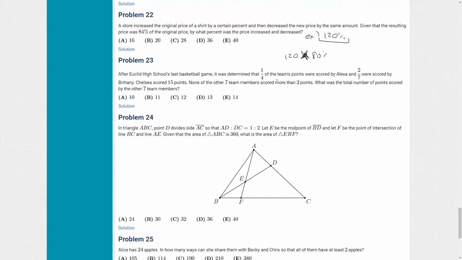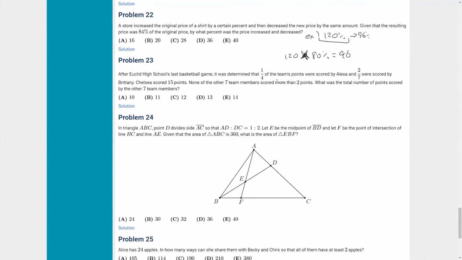So 80% of 120 is equal to 8 times 12, which is 96. So it goes to 96%. So clearly, it doesn't yield 100%. But this is the thing. This is a math competition and we want to solve this question as quickly as possible.